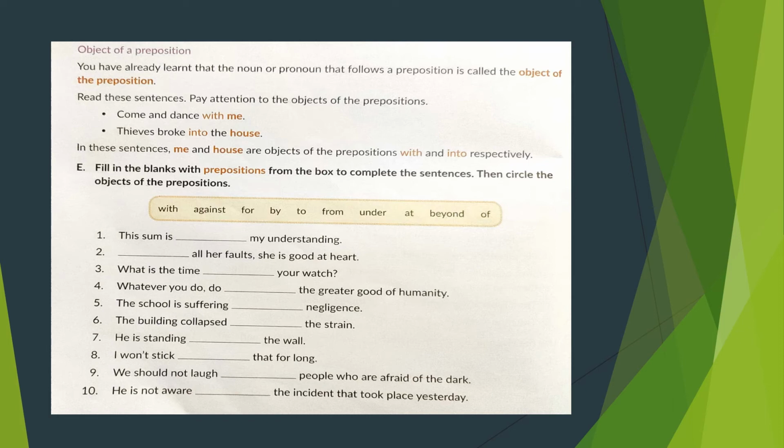And tell me, what are the objects here? This sum is beyond my understanding. So understanding here is the object. In the second sentence, with all her faults, faults here is the object. What is the time? By your watch. Watch is the object. Whatever you do, do for the greater good of humanity. Humanity is the object here. I hope you can do the rest of the exercises on your own. You just have to choose the correct preposition from the box given and circle the object.